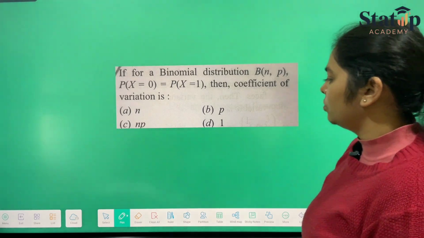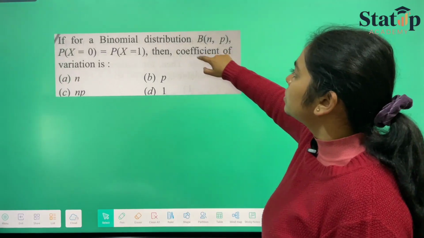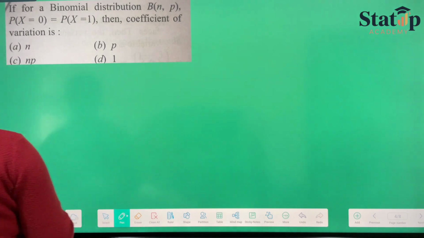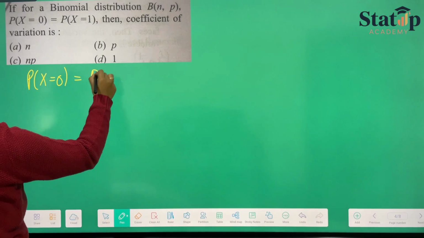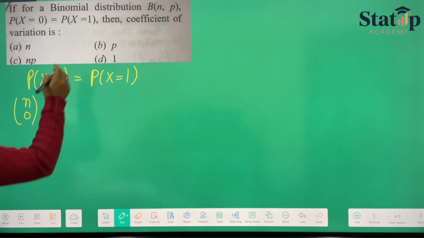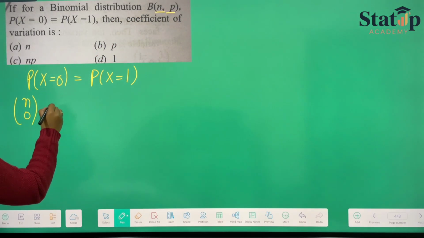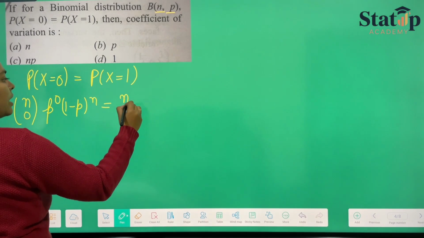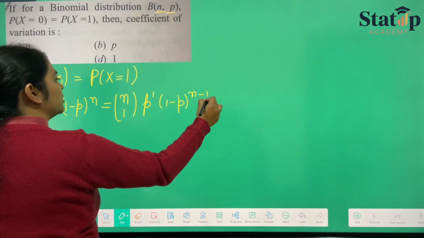Moving forward to another question. Here they have asked us the coefficient of variance. Now, in this question, probability of x is equals to 0 is equals to probability of x equals to 1. If we put it here, NC0, because they have given us n as n and p as p, no numerical value has been given. P raised to the power 0, 1 minus p raised to the power n is equals to NC1, p raised to the power 1, 1 minus p raised to the power n minus 1.